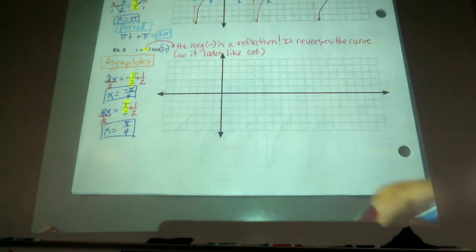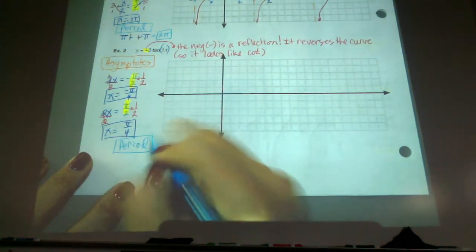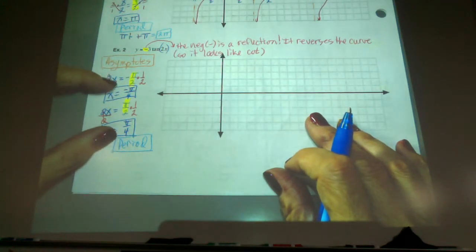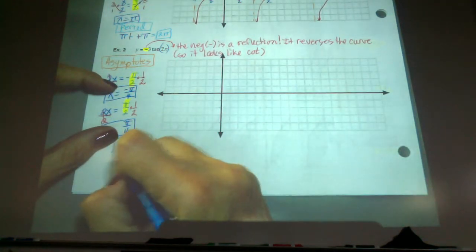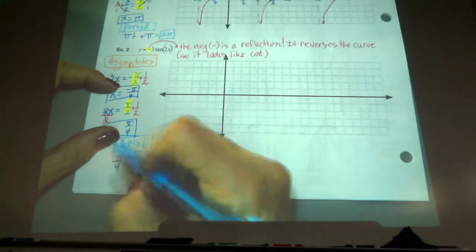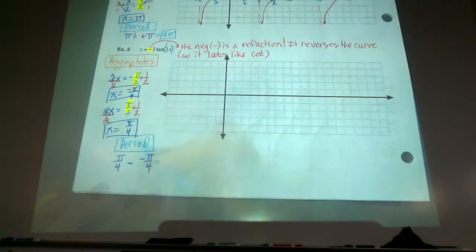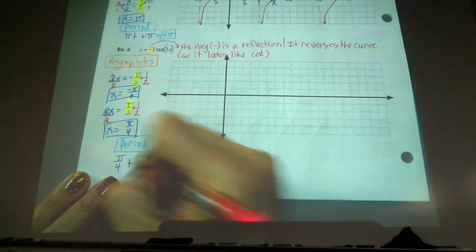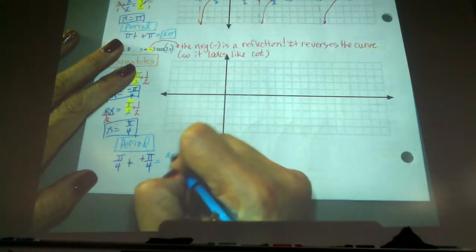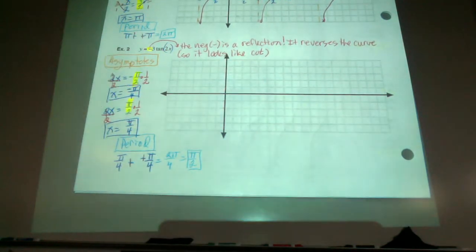So we need to find the period. The period would be the difference between these two. So I want to take the bigger pi over 4 and subtract the smaller, which is negative pi over 4. Add the opposite. Pi over 4 plus pi over 4, 2 pi over 4, which is pi over 2.